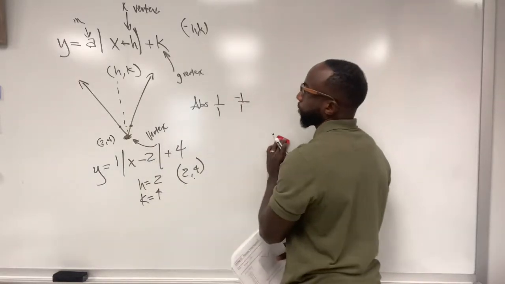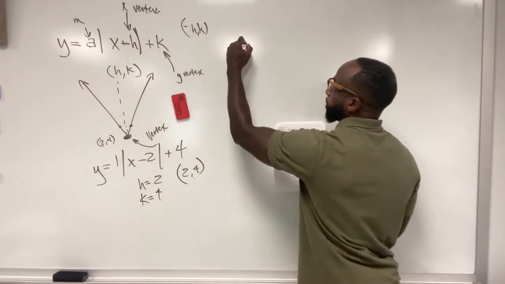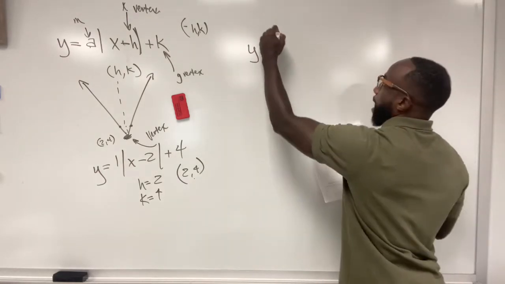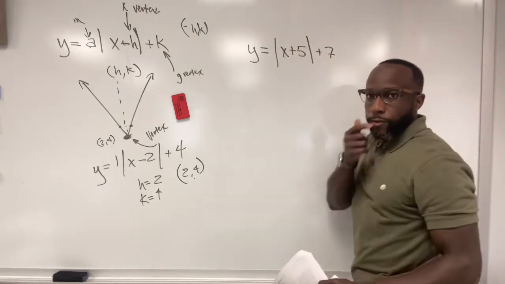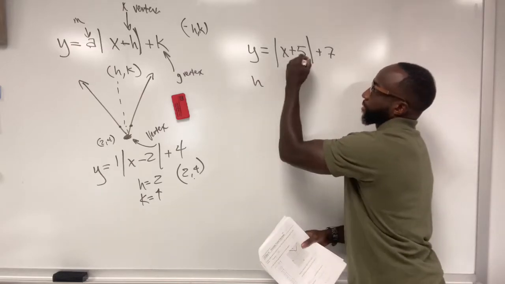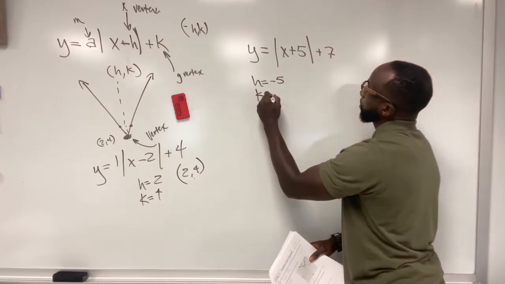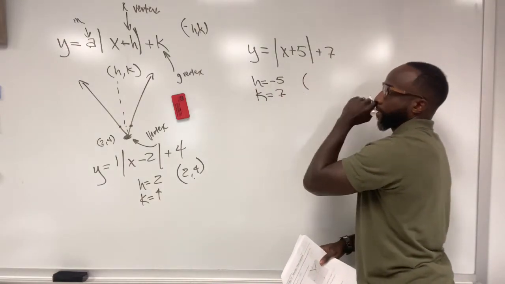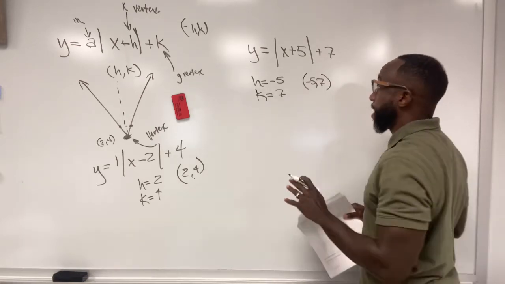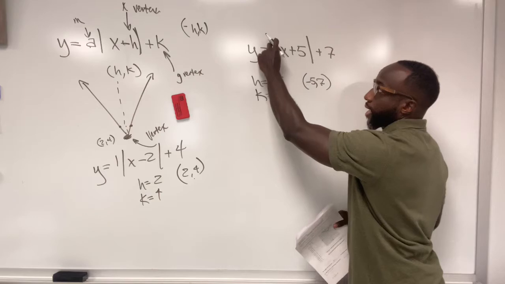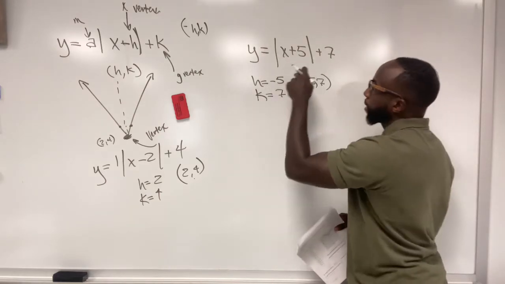So let's look at some more examples of identifying the vertex. If I had this equation, y equals the absolute value of x plus 5 plus 7, h is negative 5, right, because it's inside. And k is going to be 7. So your vertex is going to be negative 5, 7. That's it. So the graph, you'll start at negative 5, 7. This a is 1, so you go up 1 over 1, okay?